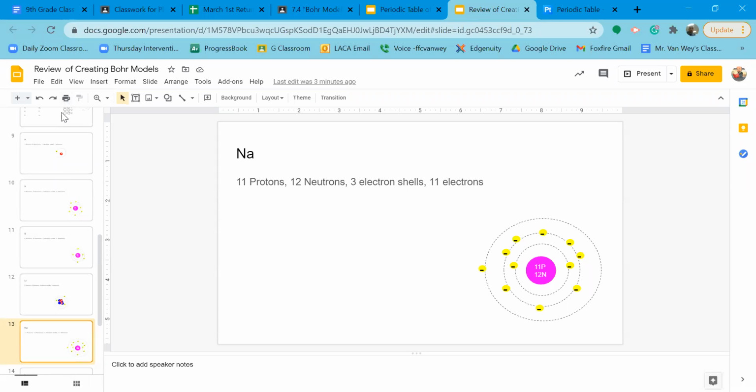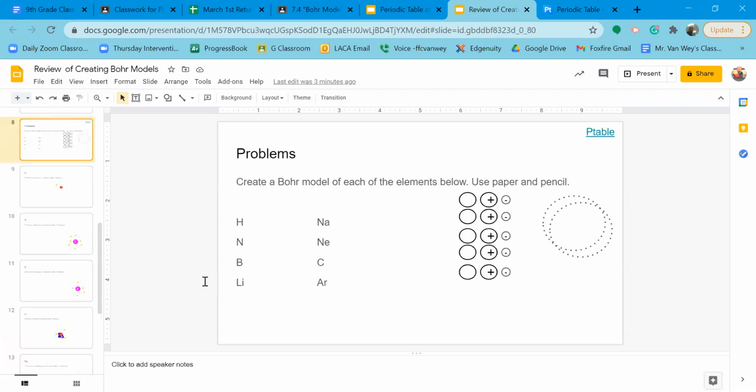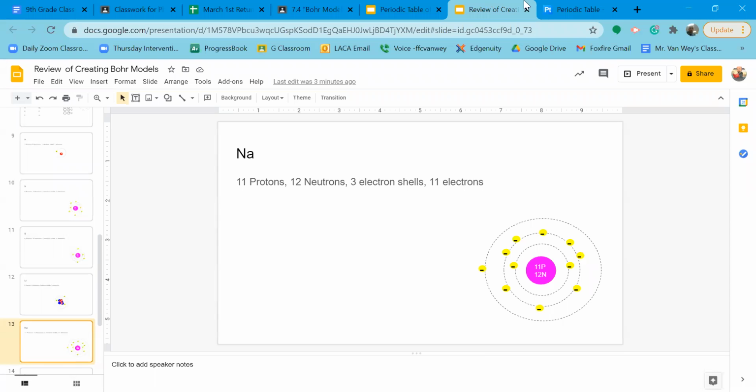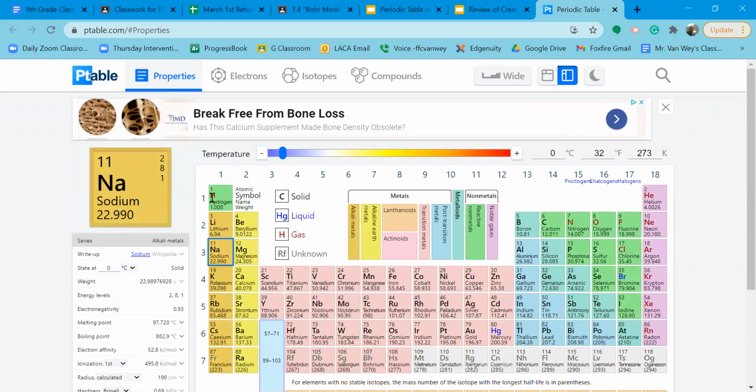The next element is carbon. So we look at carbon. It's in the 2nd row here, the 2nd period. And it is 1, 2, 3, 4 over. So I know automatically that it's going to have 2 electron shells. It's going to have 4 electrons on that outer shell and 6 protons.